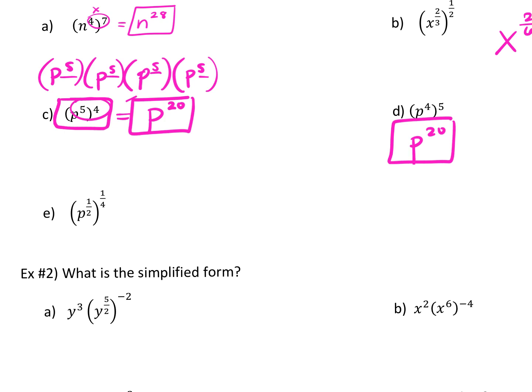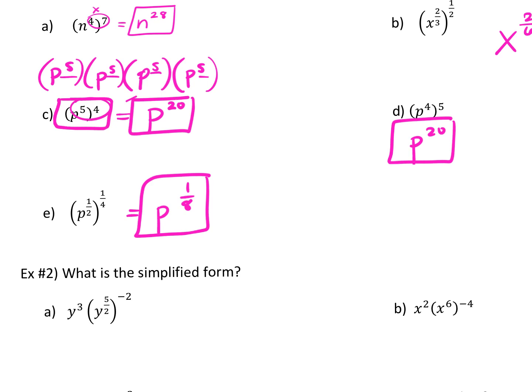Okay, letter E. What do you get? P to the 1/8. So be careful. We are multiplying these things. 1/2 times 1/4 is 1/8. So p to the 1/8.